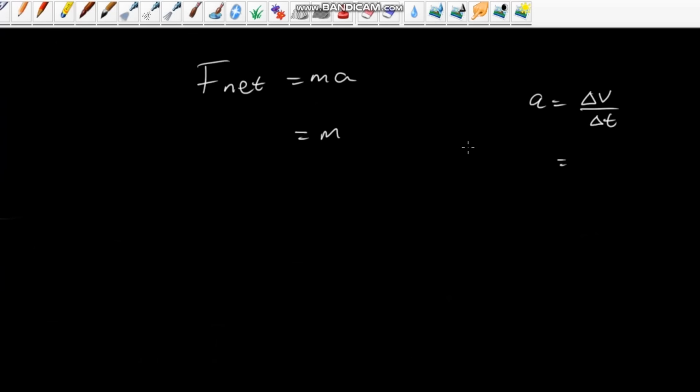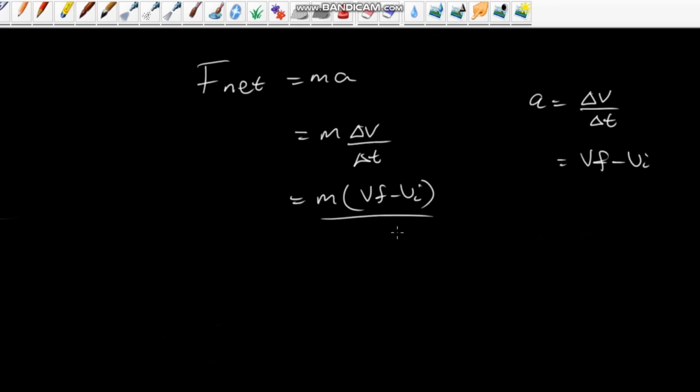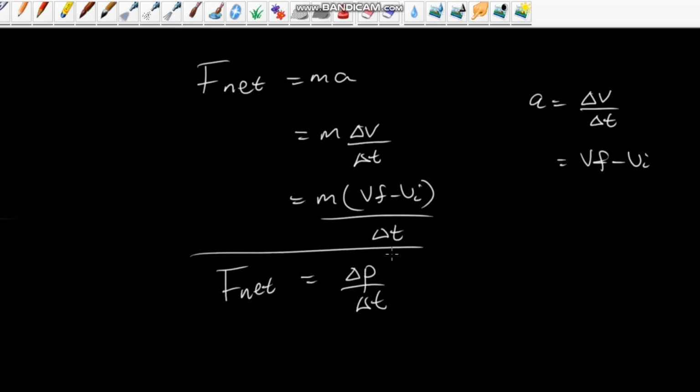Delta V over delta T. But we know delta V is V final minus V initial. So it's mass and then V final minus V initial over delta T. I hope you get that. What have I ended up with here in my numerator? Change in momentum. That formula is the change in momentum. So I have change in momentum over change in T equals F net. This is Newton's second law. I have not added anything or removed anything, I only changed it by revealing what acceleration is. So this is Newton's second law, but in terms of momentum.